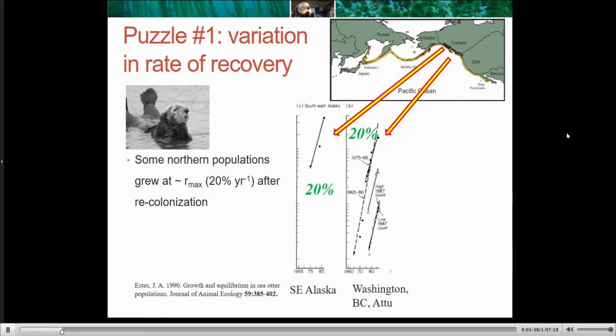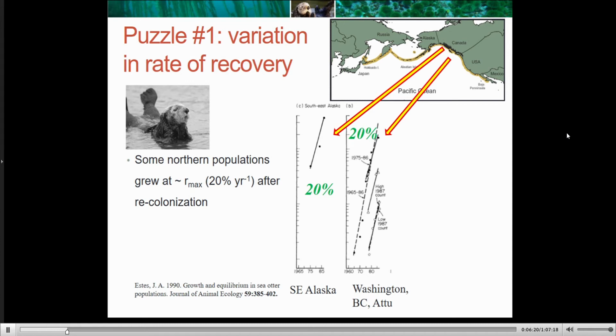So I'm going to start with the first puzzle, variation in rates of recovery. As mentioned, some northern populations, when they were protected by international treaty and began to recover after the fur trade, from the time that the first surveys were conducted through the 1950s, 60s, and 70s, seem to be recovering at close to or right at the theoretical Rmax for the population. If you take a basic life history schedule for sea otters, plug it into a matrix and figure out how fast they can grow, it comes to about 20 to 25% maximum given their life history. And that seemed to be the rate at which a lot of these populations were recovering, including some places in the Aleutian Islands, Southeast Alaska, Washington, and BC.